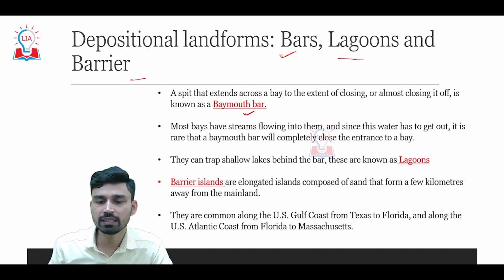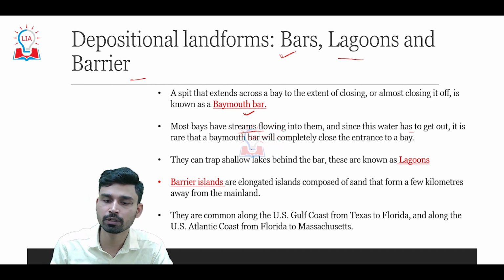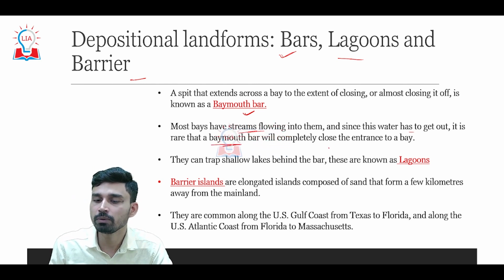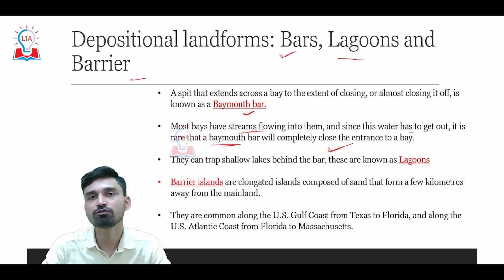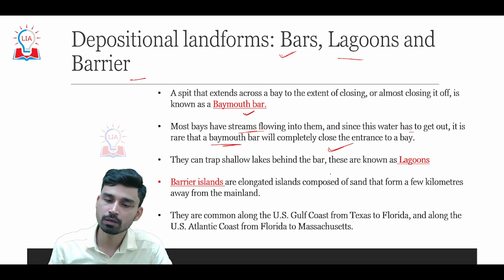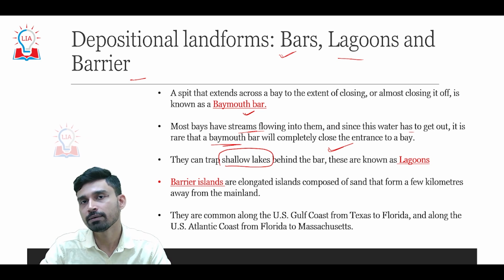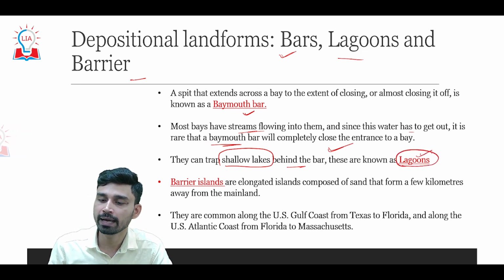Now, generally most of the bays have streams flowing into them, and since the water has to get out, the water will also take part in erosive action. It is very rare that a bay mouth bar will be completely closed, because even if it is closed temporarily, the continuous flow of streams coming from the bay will cause erosion of the bay mouth bar, and thus an entrance and exit will develop. However, even if the bay mouth bar is able to partially or fully enclose the water body, we will see the development of a lake-like feature which is referred to as a lagoon.